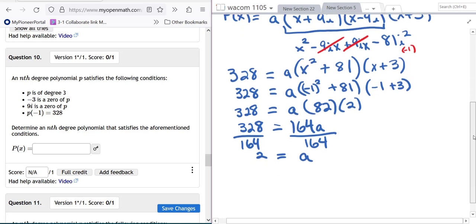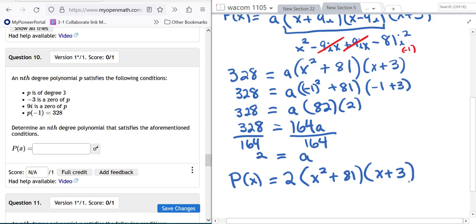And now we can go back and get our function. So p of x equals 2, we're putting that in for a, times x squared plus 81 times x plus 3. And you might get away with putting that in the software. If not, you can multiply it.